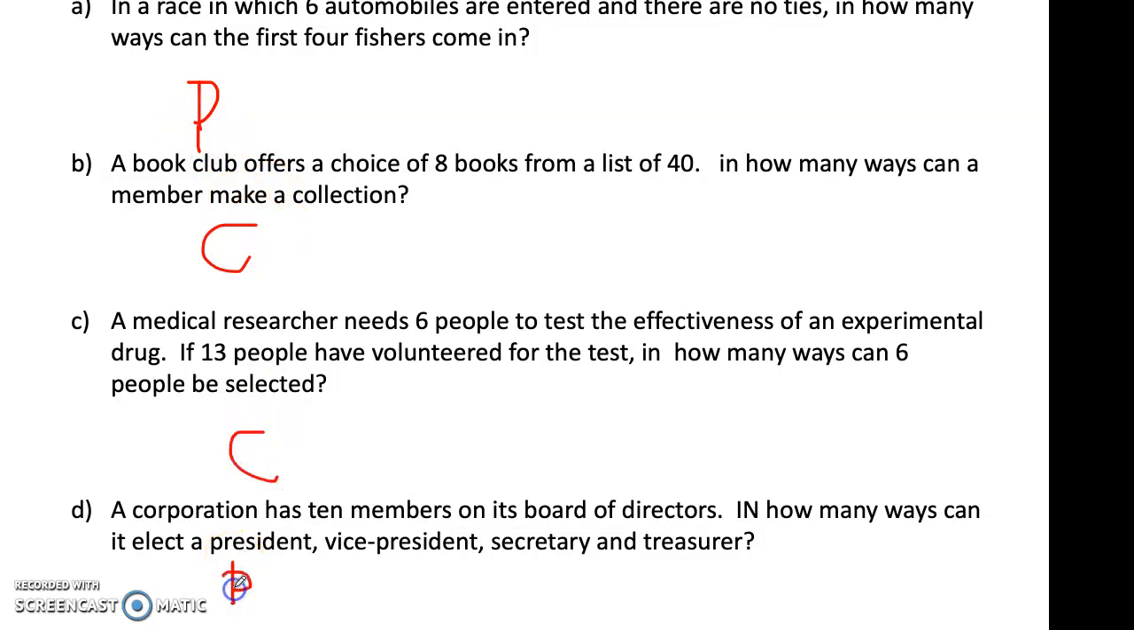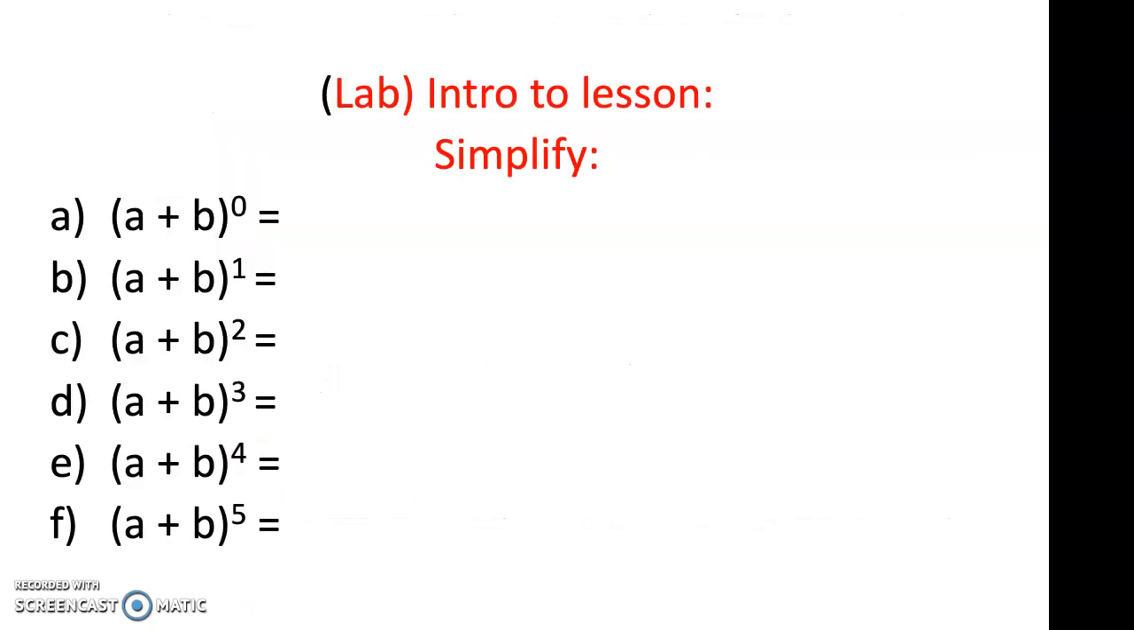All right, so again, for A, there are no ties. How many ways can the 4 finishers come in? Permutation. How many ways can you make a collection? You just want a collection, a group, combination. 6, you need 6 people to test this. Order doesn't matter, combination. And you need board of directors, specifically positions, so it's permutation. So it's important to understand the difference between the two on here.